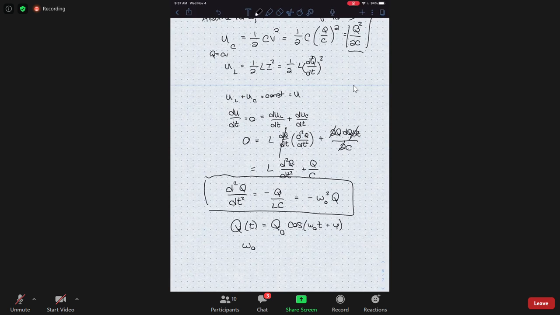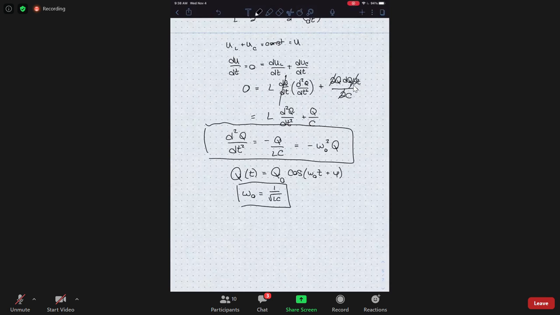But we see here now there's a resonant frequency for the circuit. And this is just 1 over square root of LC. So you're going to be seeing this a lot. This is a pure resonant frequency for a circuit.